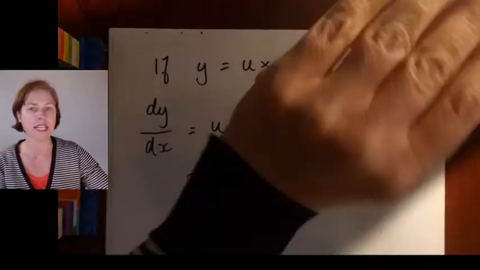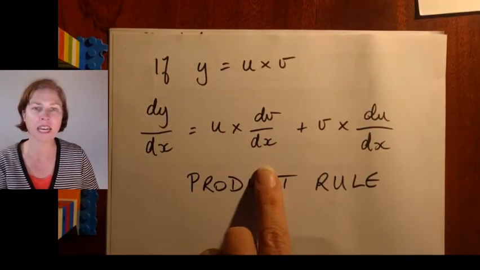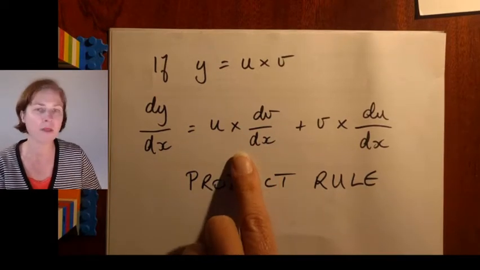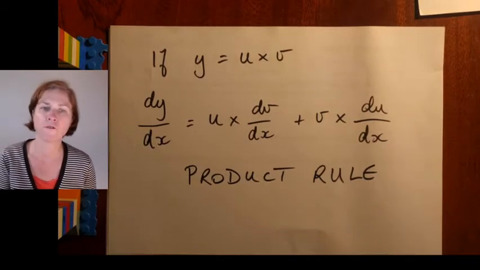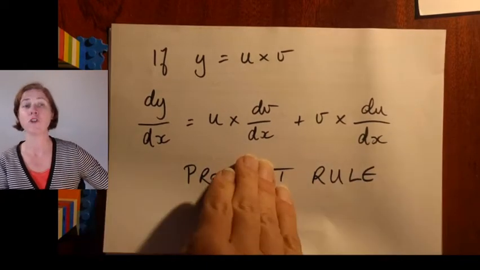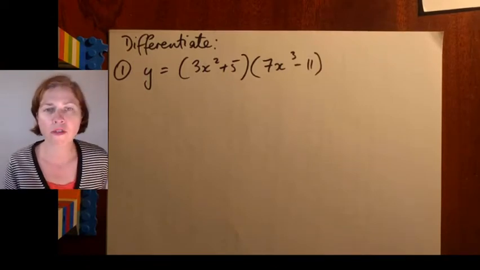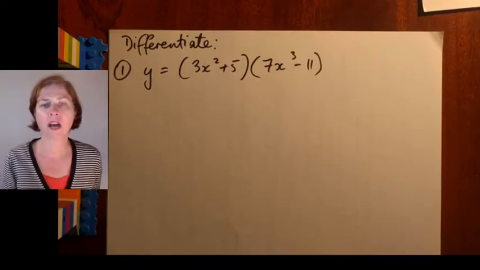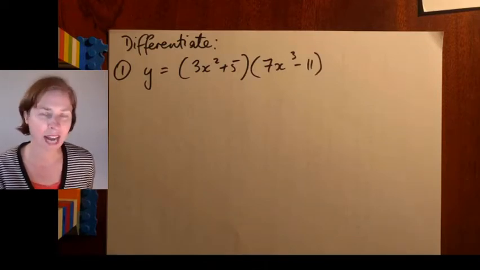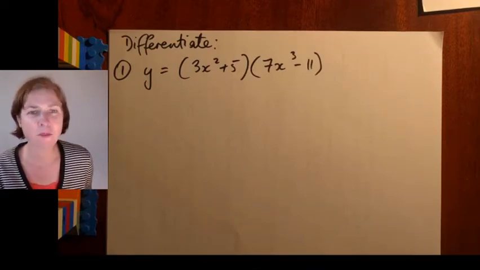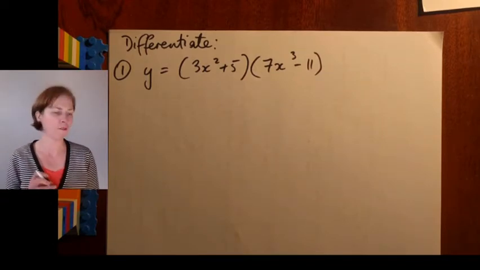In dy dx notation, this looks like: if y is u times v, then dy dx is u times dv dx plus v times du dx. So these are two different versions of the product rule, and here's my first worked example. I'm going to differentiate y equals 3x squared plus 5 times 7x cubed minus 11. Now I could expand this one out, but I'm going to try and use the product rule just to see whether that's easy or difficult for me.